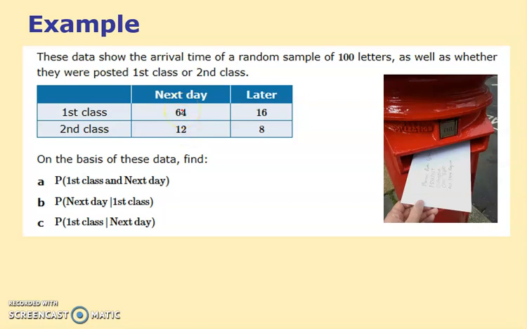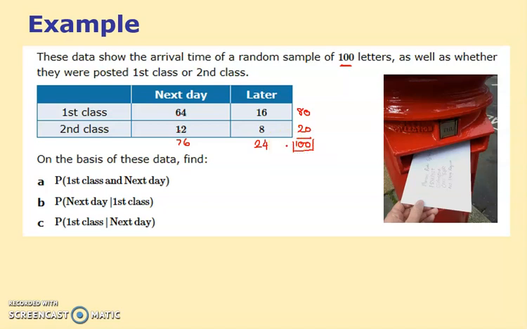So the data show the arrival time of a random sample of 100 letters, as well as whether they were posted first class or second class. I immediately want to think to myself, how many does it give me? So that's 60. I make that adds up to 80. This adds up to 20. That makes the 100, which they've already quoted. And that is obviously 76, and this is 24. So we've got a bit more information to get our totals.